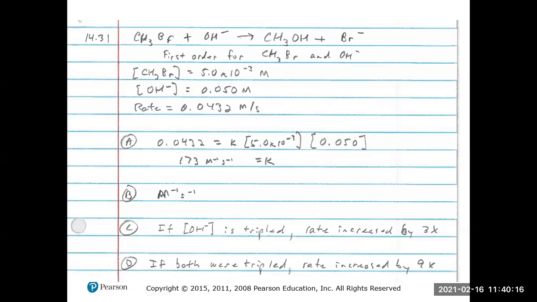Then the next question is if each of them are tripled. So in other words, if the CH3Br, the methyl bromide, is tripled and the hydroxide is tripled, what's that going to do to the rate? Well, if each of those terms increase by 3, 3 times 3 is 9. So our overall rate is going to be increased by a factor of 9. Okay, let's go to the next one.